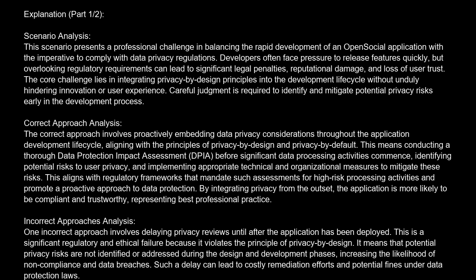It means that potential privacy risks are not identified or addressed during the design and development phases, increasing the likelihood of noncompliance and data breaches. Such a delay can lead to costly remediation efforts and potential fines under data protection laws. Another incorrect approach is to assume that anonymizing data after collection is sufficient to meet all privacy obligations.